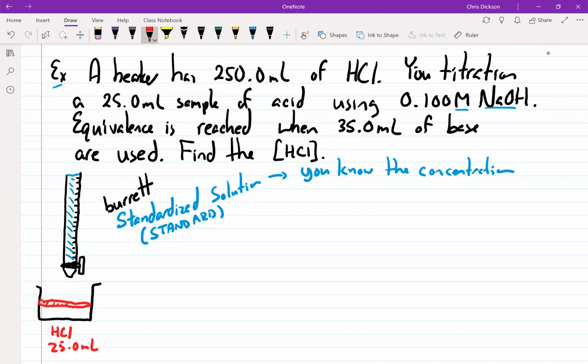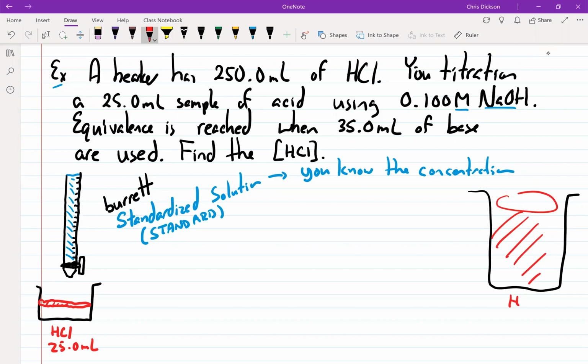And then there's obviously some bigger beaker somewhere, a bigger jug, that has a whole bunch more acid in it. And that's the 250, although you would have taken 25 mils from it, so it would be a bit smaller, I guess, but you still have lots of acid to work with. And of course, the question is, you don't know its concentration. You don't know what the molarity is of that.